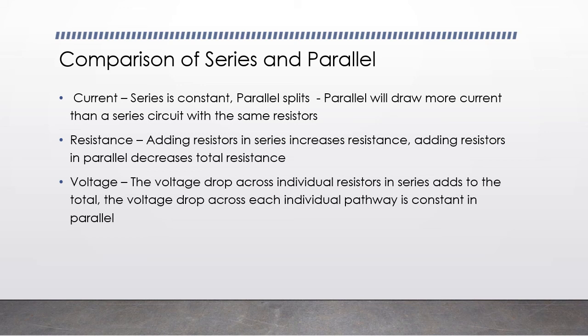So a couple of quick comparisons. Current in series is constant, in parallel it splits, which means that parallel is going to draw more current than a series circuit with the same resistors. So even though you'd have the exact same resistors, in a parallel circuit you're going to take a lot more current from that battery. What it also means, though, is that when we get to voltage, the voltage drop across individual resistors in series adds to the total, whereas the voltage drop across each individual pathway is constant in parallel.